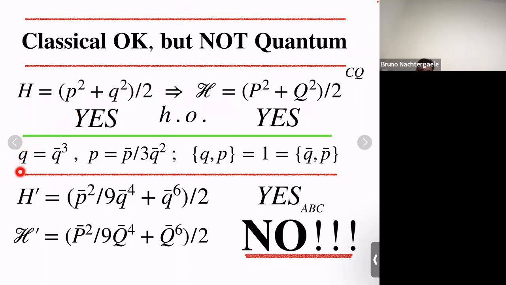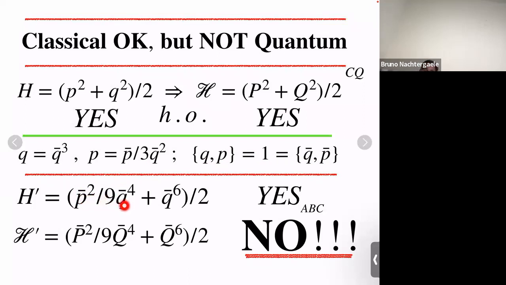But we're going to change the coordinates. Q becoming q bar cubed, p becoming p bar divided by 3 q bar squared. Well, the Poisson bracket of Q and P is well done for these, and we now have the Poisson bracket for Q bar and P bar. Well, we can put that into our Hamiltonian function here.